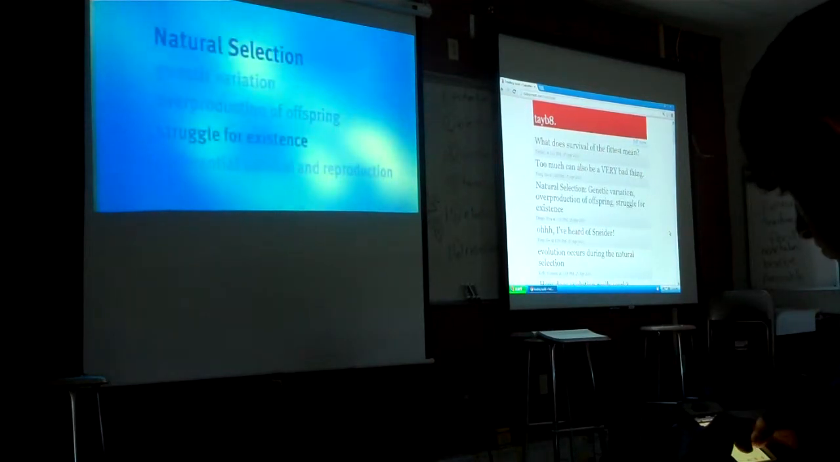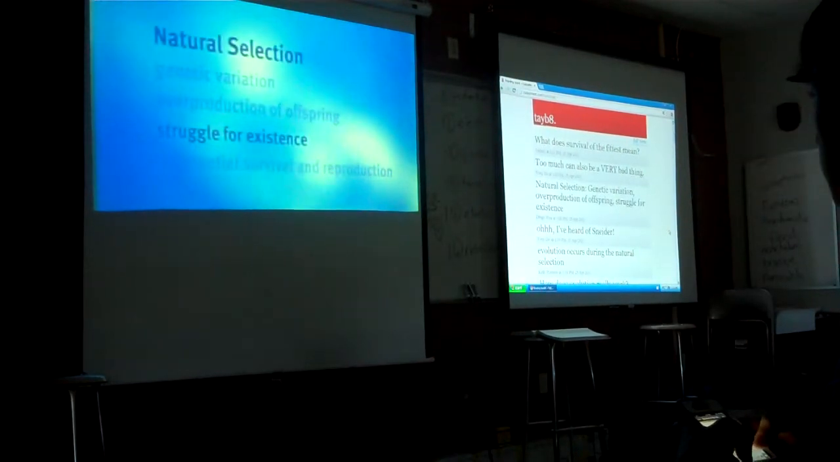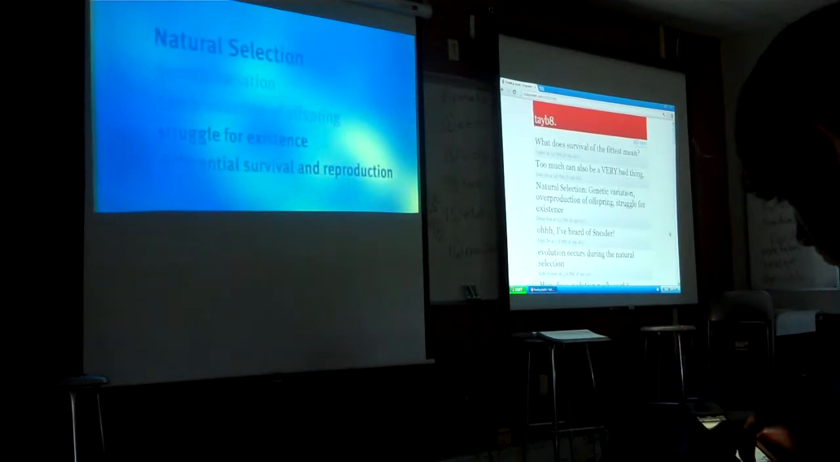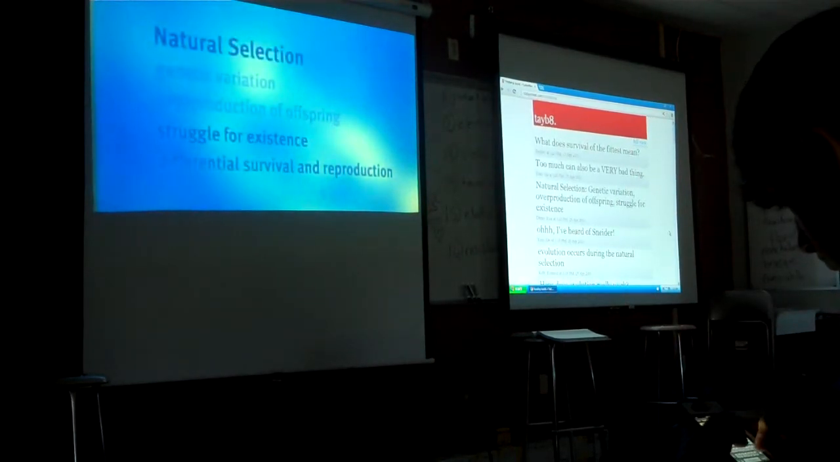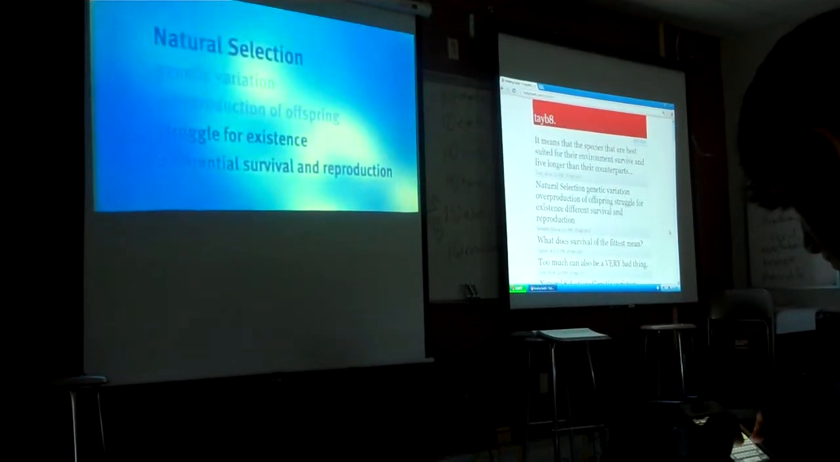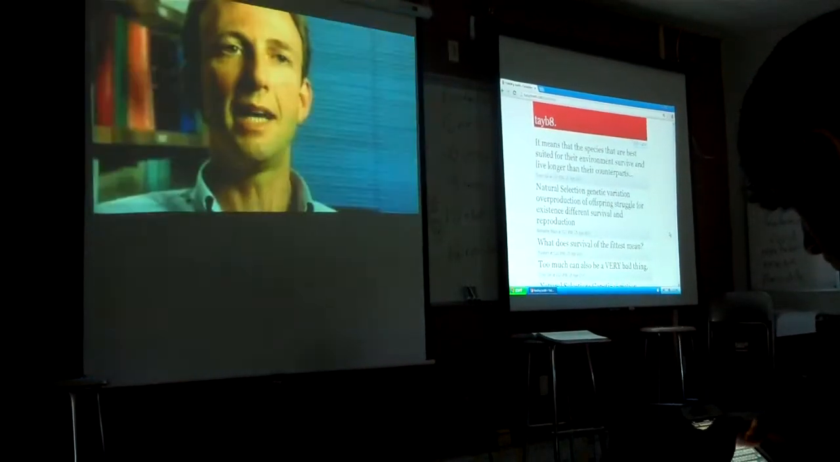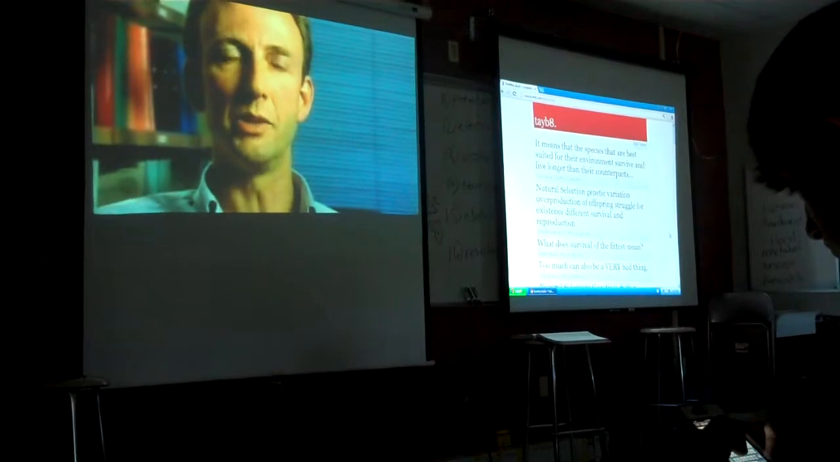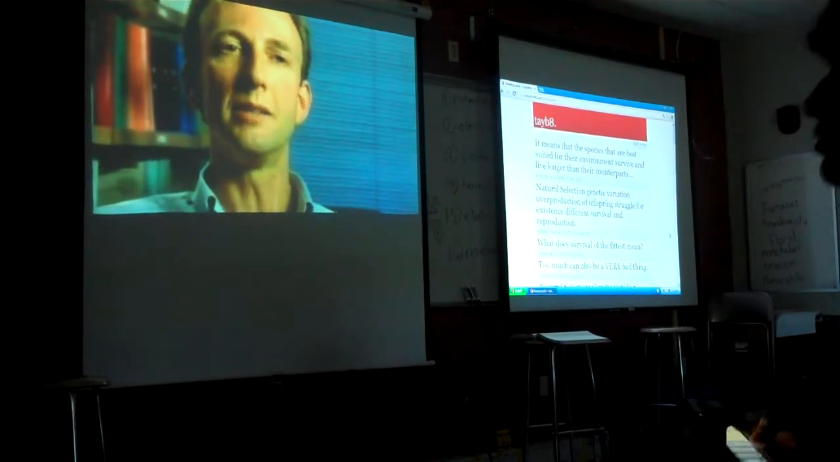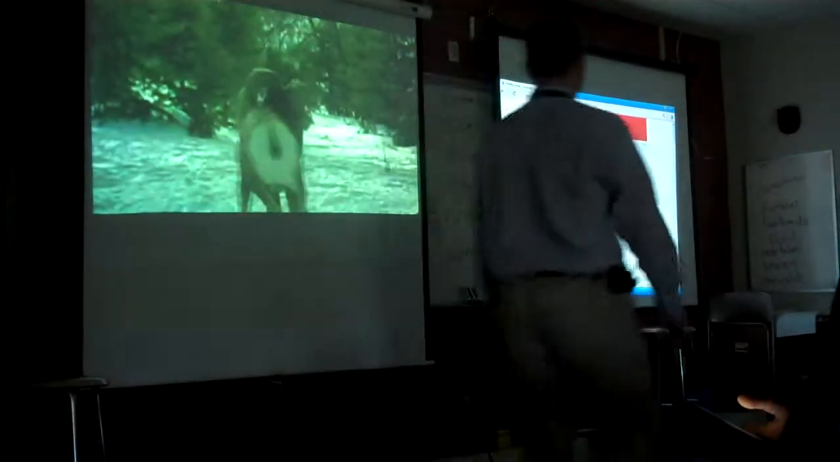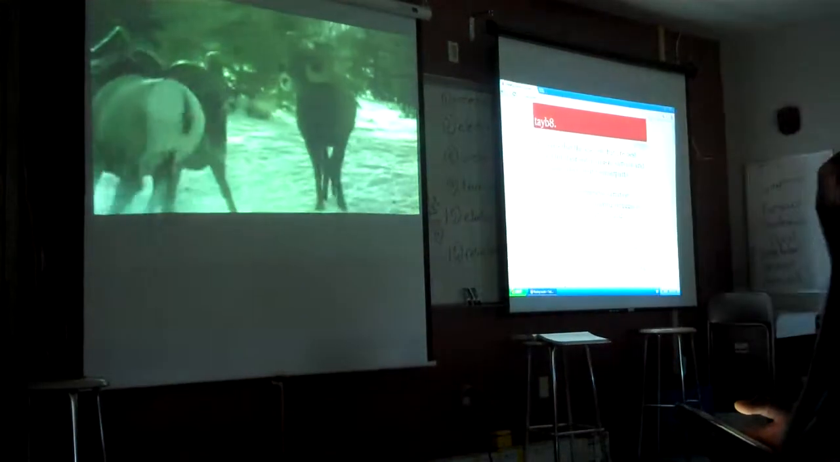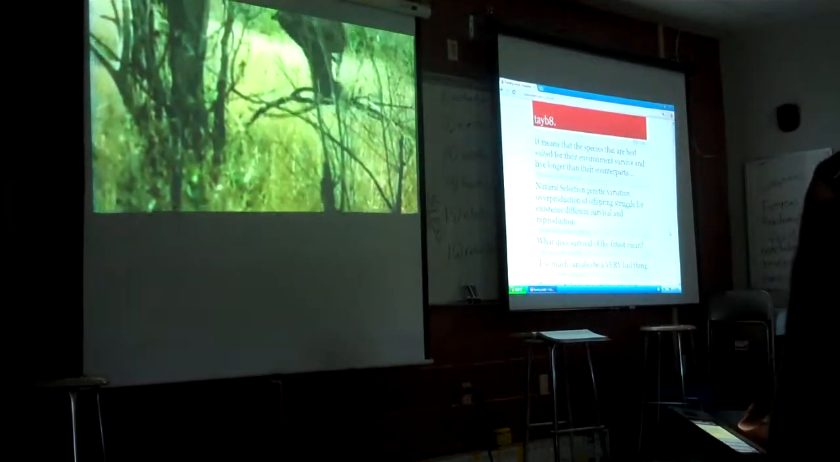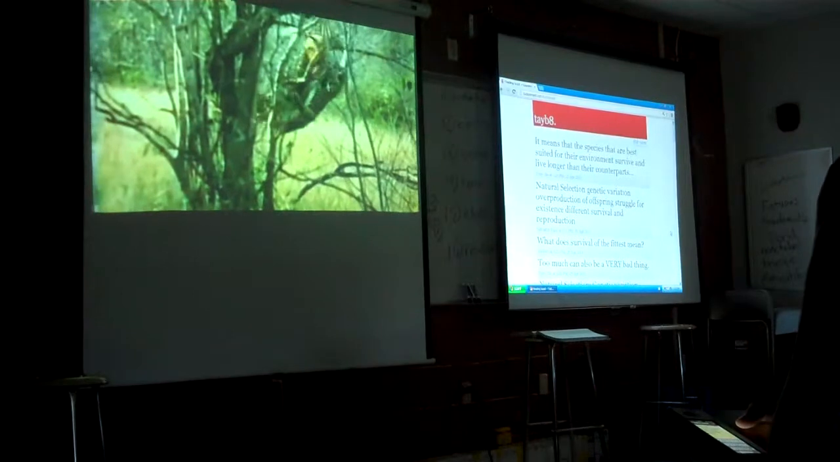The third factor in natural selection is the struggle for existence, and that leads to differential survival and reproduction. In any population, whether it's plants or animals, this excess production of individuals results in what Darwin called the struggle for existence. What he had in mind there, I think, was the competition for food and space and mates as well.